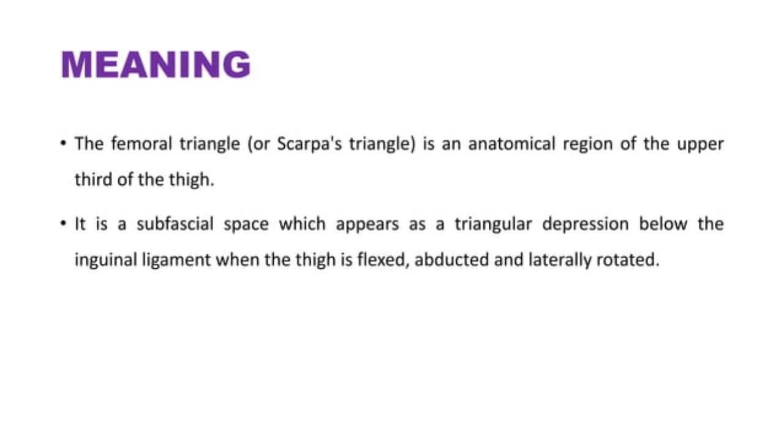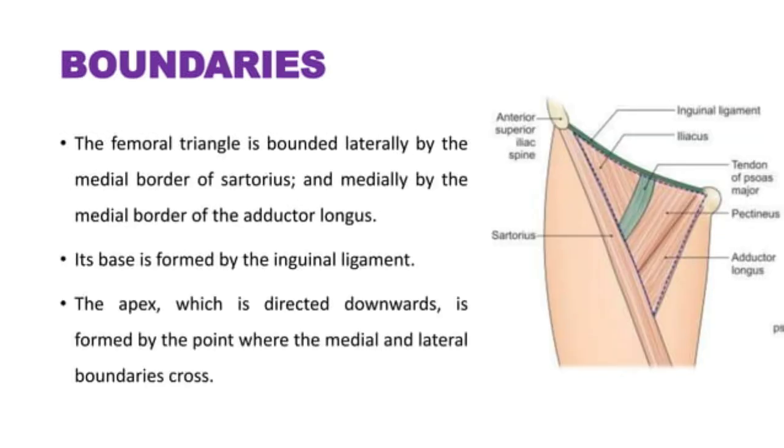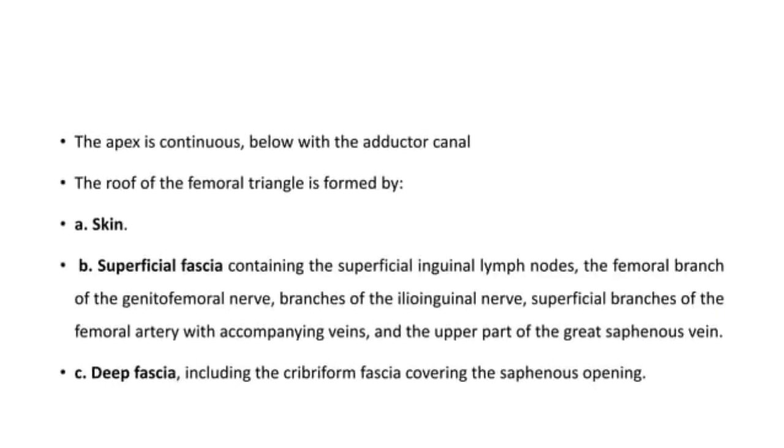It is seen when the thigh is flexed, abducted, and laterally rotated. Boundaries of the femoral triangle: it is bounded medially by the medial border of sartorius muscle and laterally by the medial border of adductor longus muscle. Base is formed by the inguinal ligament. Apex is formed by the crossing of both the boundaries, medial border of the sartorius muscle and the adductor longus muscle. Apex of the femoral triangle continues as the adductor canal.